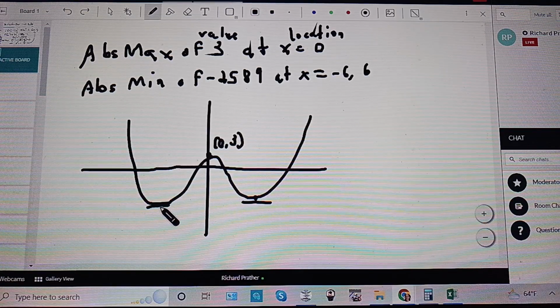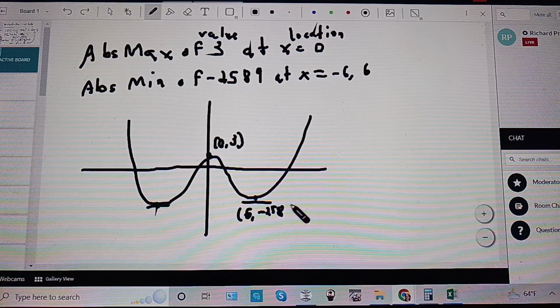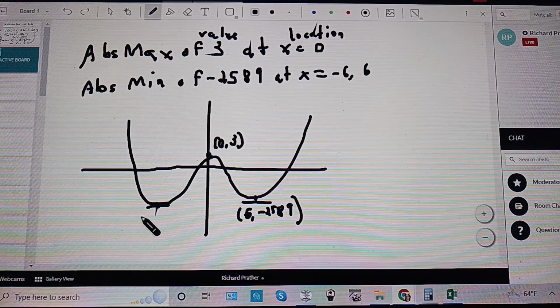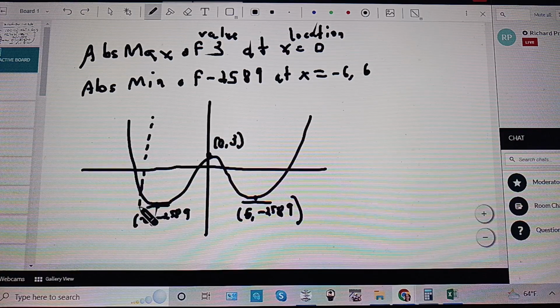And these two local minimums are also the absolute minimums if you just go from -7 to 7. So both, 6, -2589, and -6, -2589. Those are the absolute minimums because -7 would be about here and 7 would be about there.